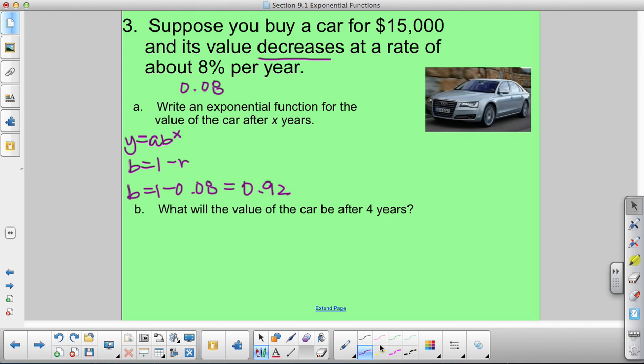Now I can write my equation. Y is equal to, my A is your initial amount or the starting value. The starting value of my car was 15,000. 15,000 times my B, which is 0.92, to the X. There is my equation. After X years, that will be the value of the car. Now it says, what will the value of the car be after 4 years? Well, that's X years, so I plug in 4 for X.